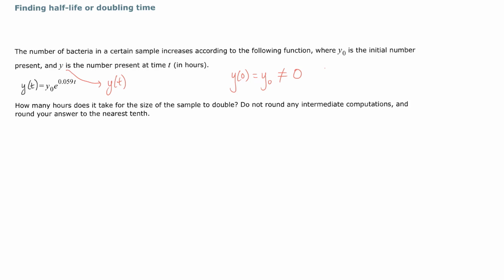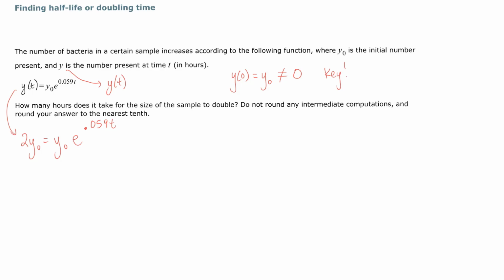That's going to be really, really key. Now we want to double our sample. So how do we double our sample? We're going to substitute 2 times y naught for y of t. We're going to say 2 times y naught. That's twice the population. It's now equal to y naught e to the decimal 0.059 times t.